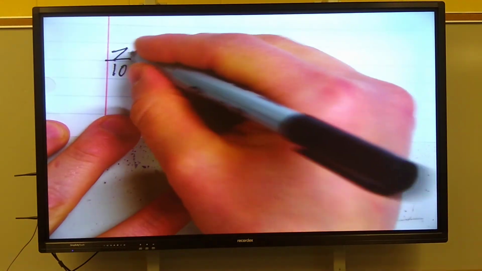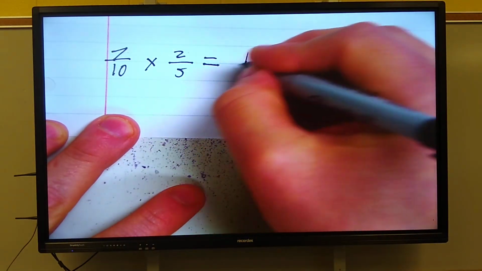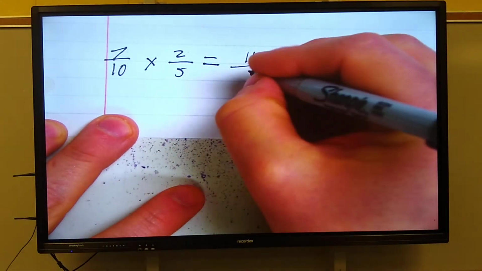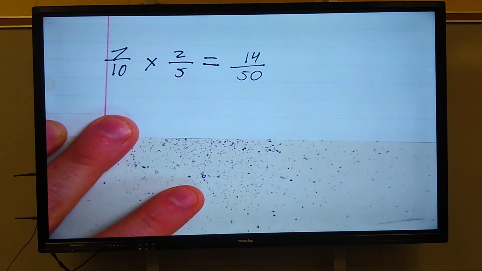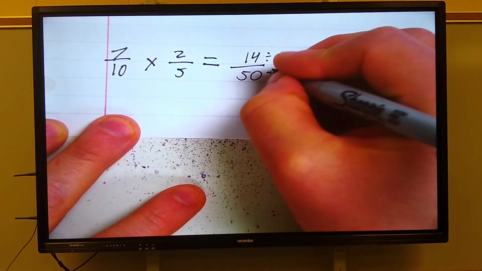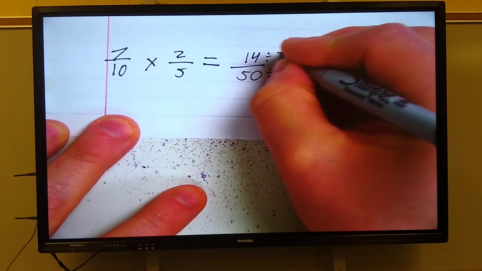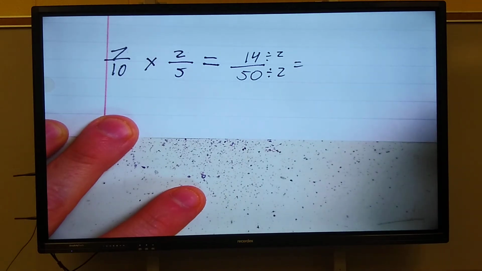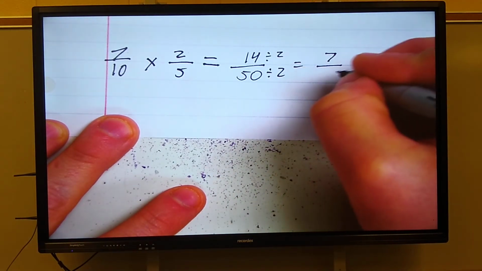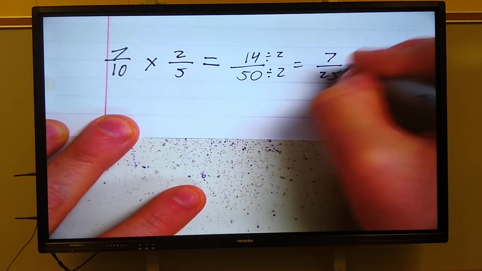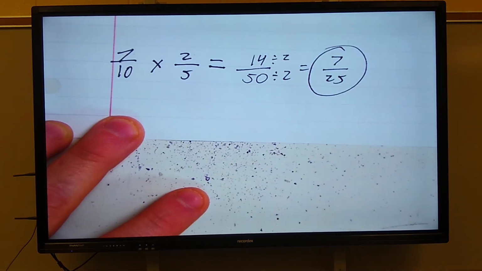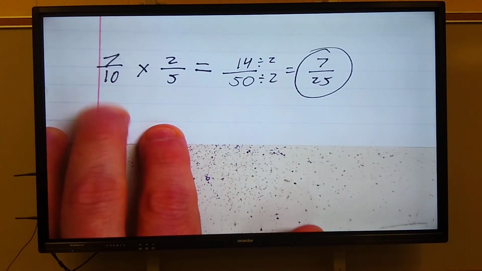7 times 2 is 14. 10 times 5 is 50. Is that in simplest form? No. The greatest common factor of 14 and 50 is 2. 14 divided by 2 is 7. 50 divided by 2 is 25. 7/25 is the beautiful answer.